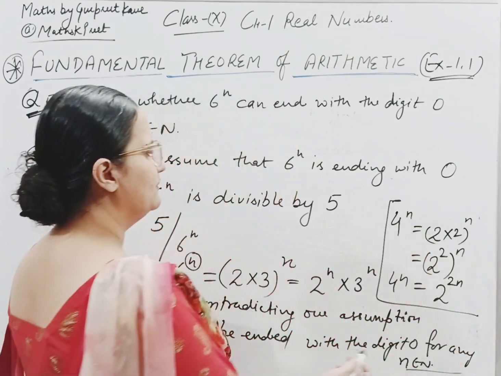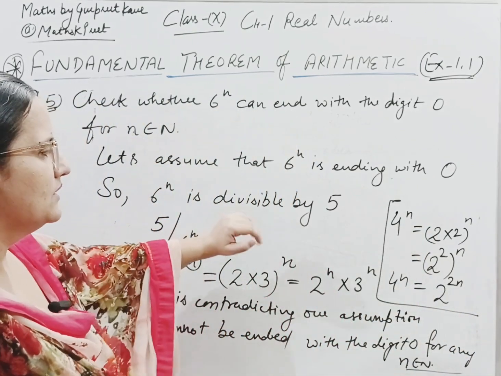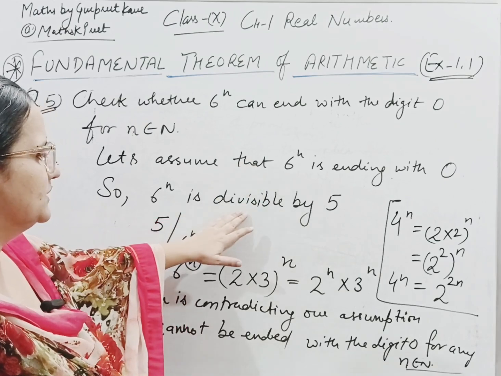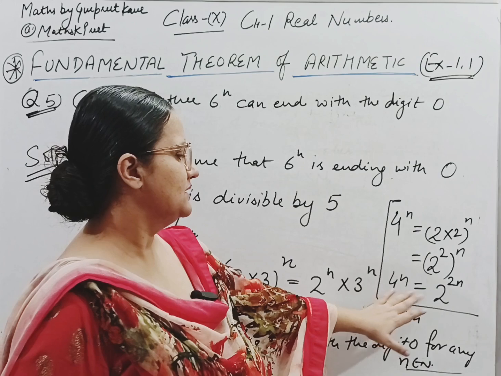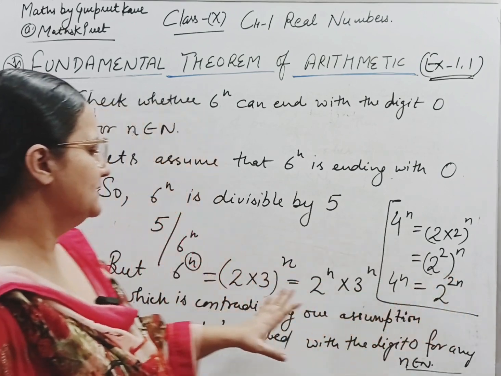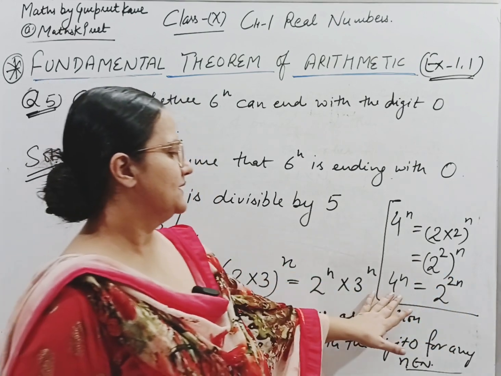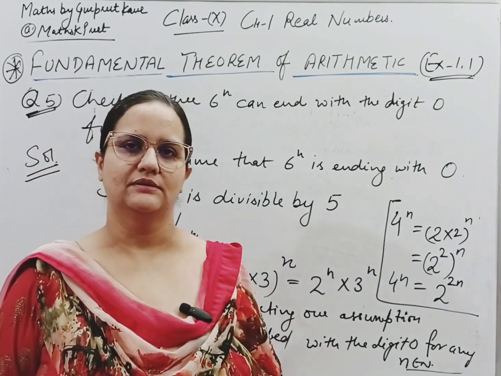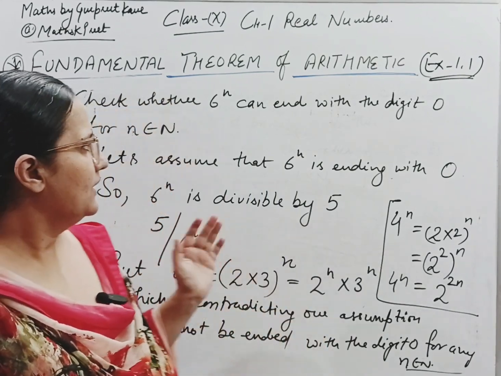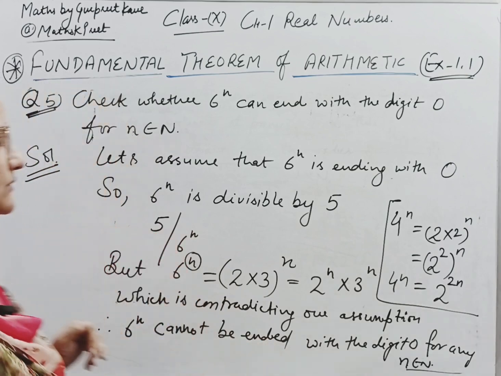There is no such 5 because till here the question is the same. We will just assume that 4 raised to power n will be divisible by 5. But in this expression there is no such 5 in the factorization. Therefore this is contradicting our assumption. Therefore 4 raised to power n cannot end with the digit 0.